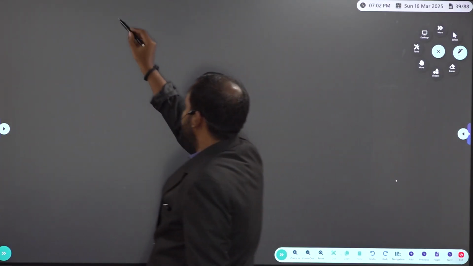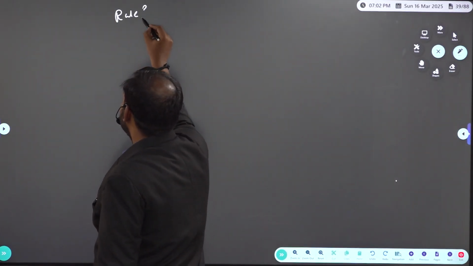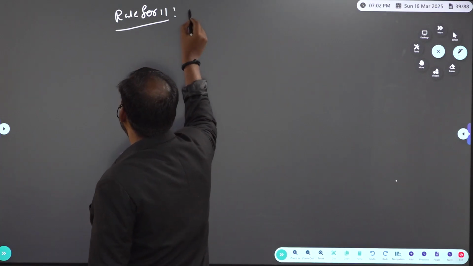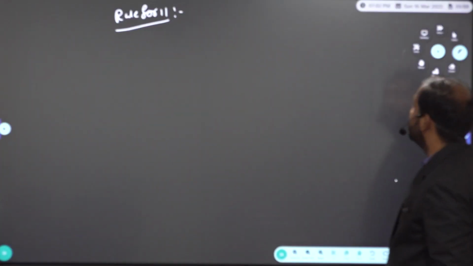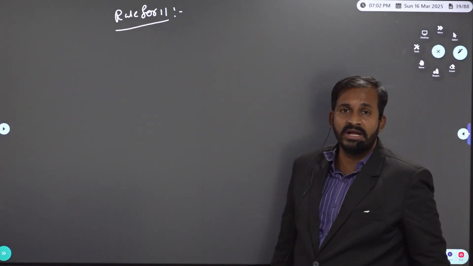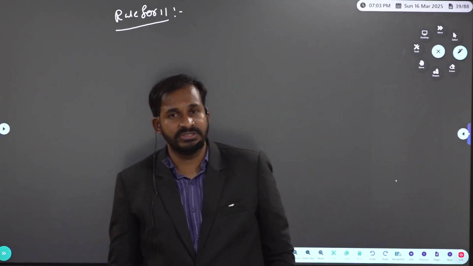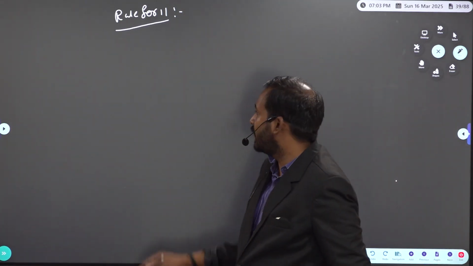So, the rule for 11. The rule for 11 is also very important for us. Why? Because we will use that one very frequently. What is the rule for 11? We have the sum of the digits at even positions and odd positions. We will add the digits.